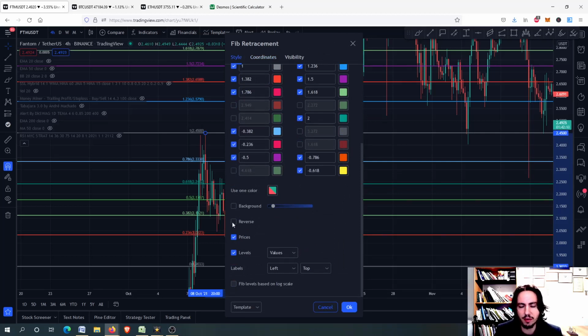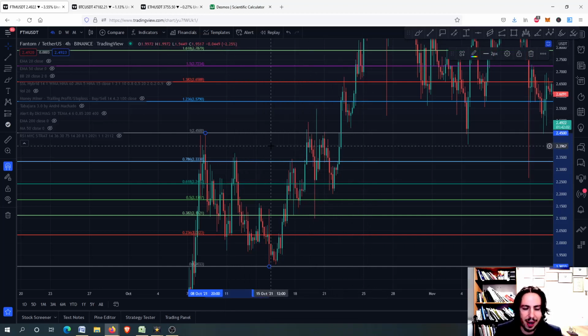Some people use the reverse. I am opposed to that. I find the simple Fibonacci retracement better for my technical analysis. So now we are going back.